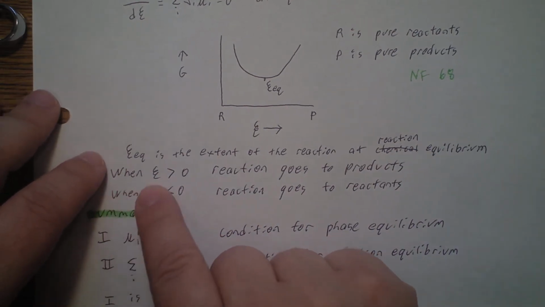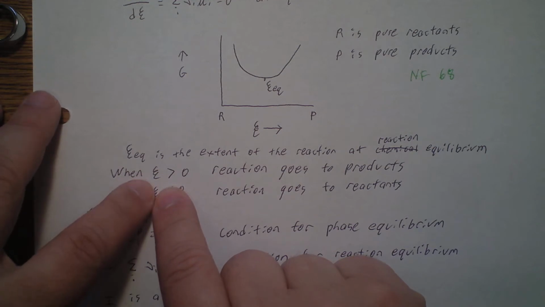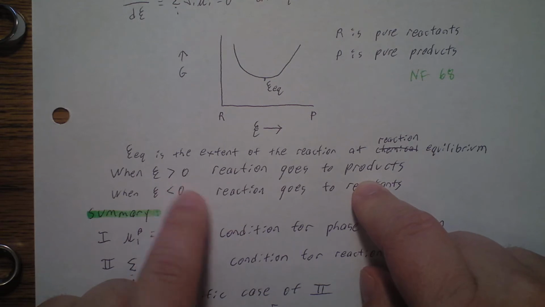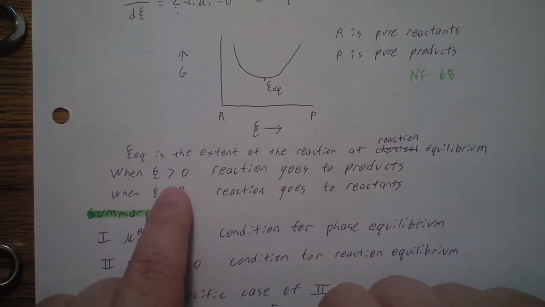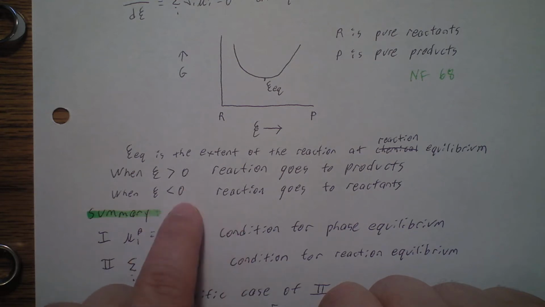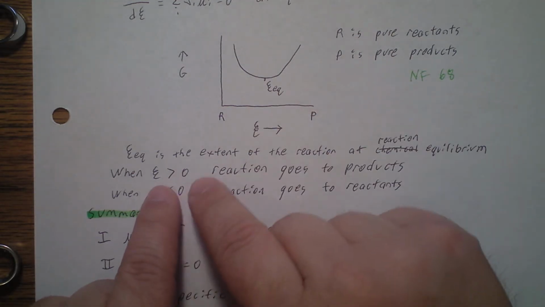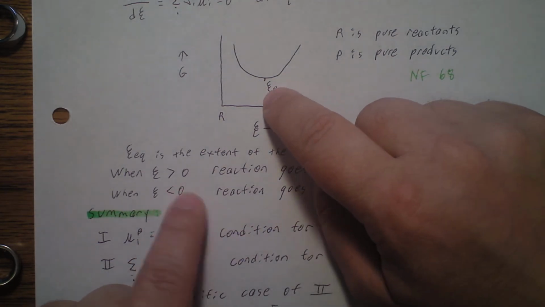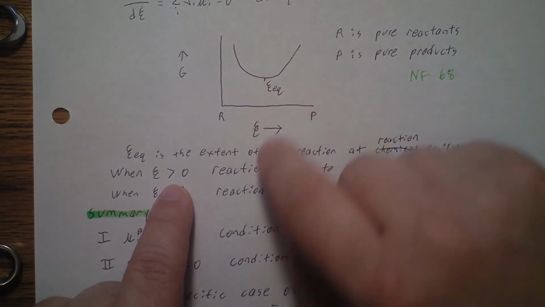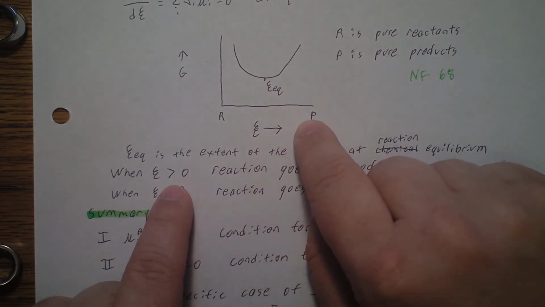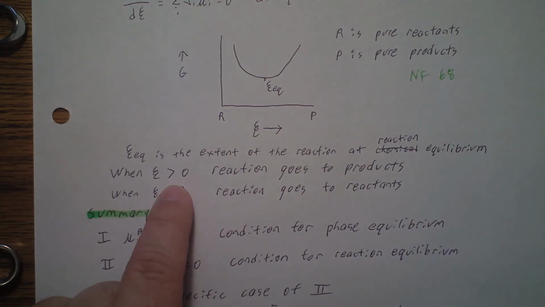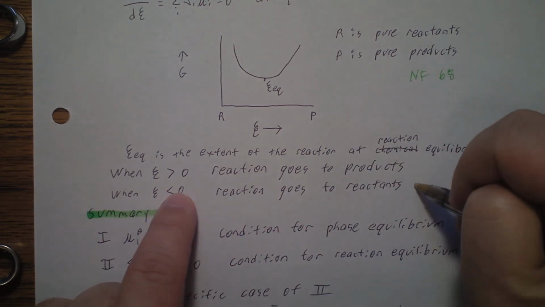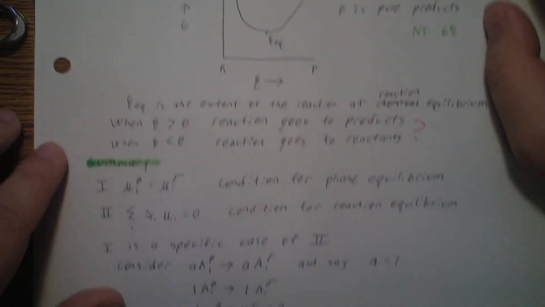When the extent is greater than 0, the reaction goes to products. I think I worded that funny, because I think it should actually be if the extent is greater than the extent at equilibrium. Hold on a second. Let's see, when the extent is greater than 0, 0 is way over here. Something isn't right. I'm going to have to look back at this part, figure it out later. Okay, skip that for now.